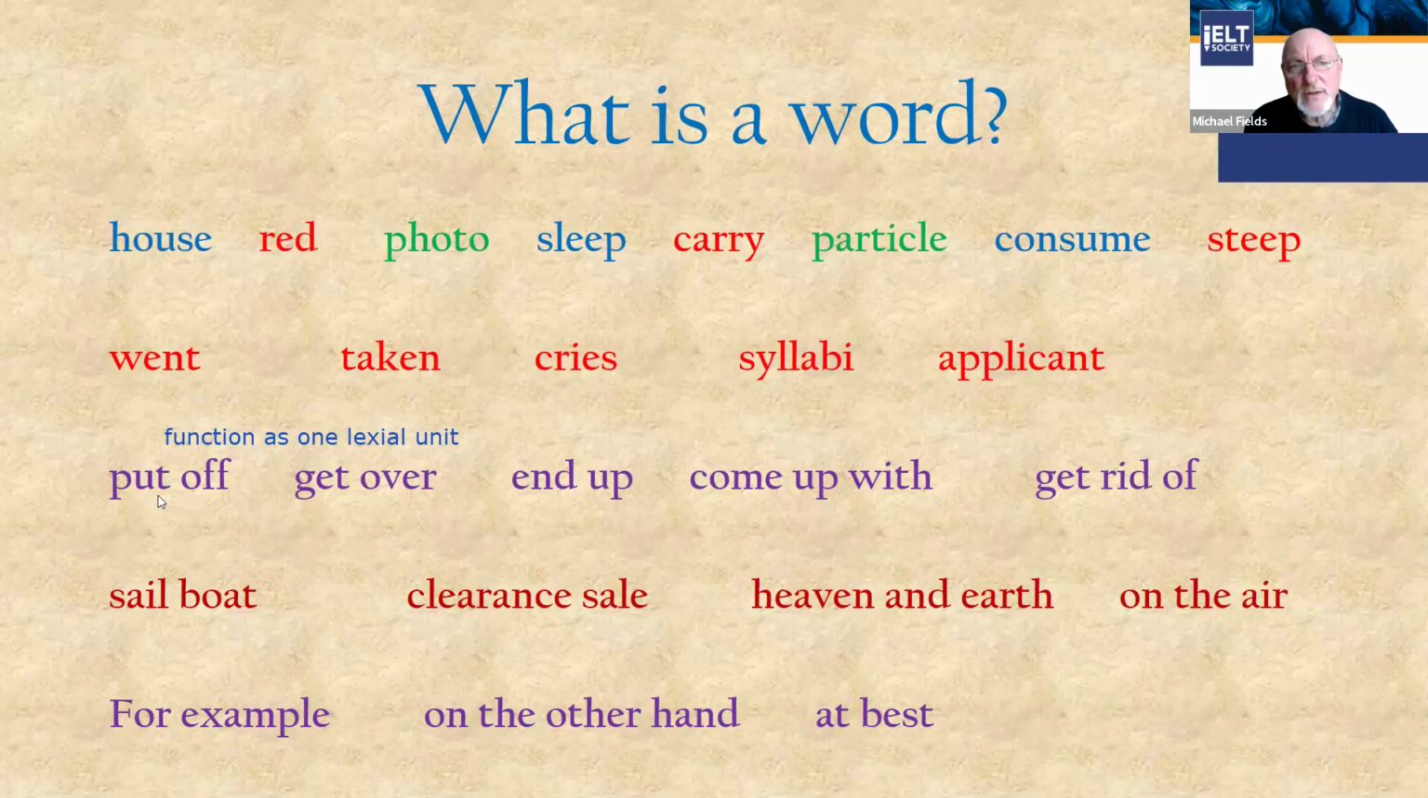And I want to mention, I've written here that these all function as a lexical unit. Maybe that's the best definition of these phrasal verbs, because as we know, put off is not the same as put, and get over is not the same as get, and end up is not exactly the same as end, although there's some similarity there, right? And come up with has nothing to do with coming, right? So we can't really separate these phrasal verbs from each other and get the same meaning. And these do function as lexical units. So it's something to think about.